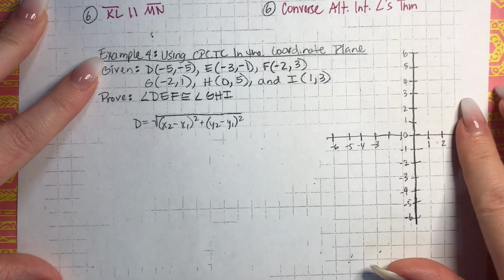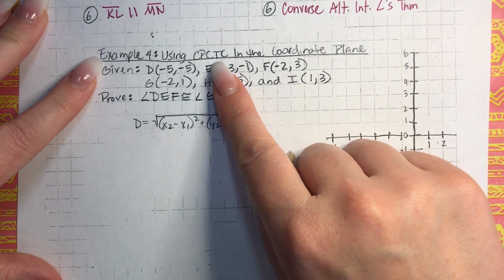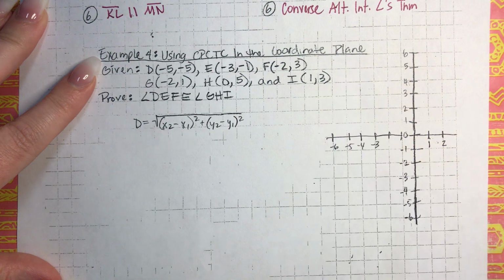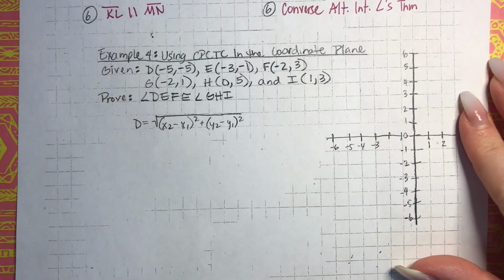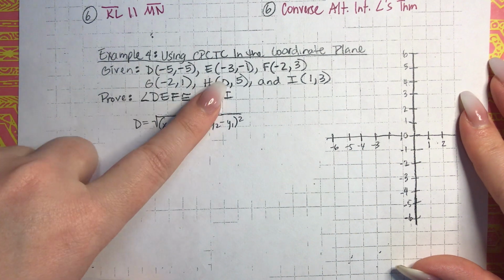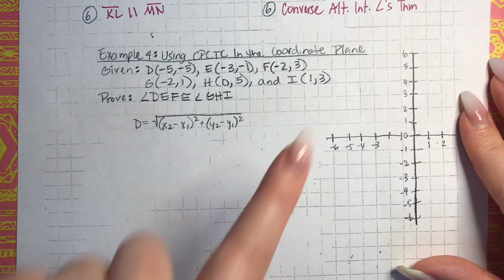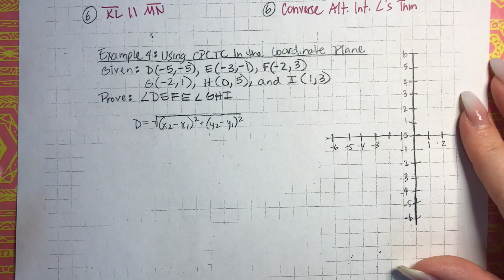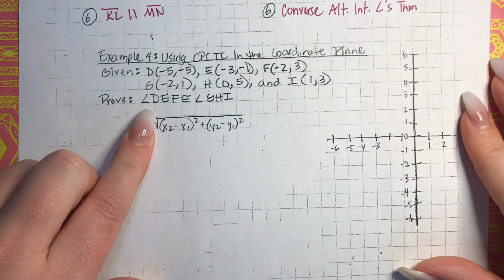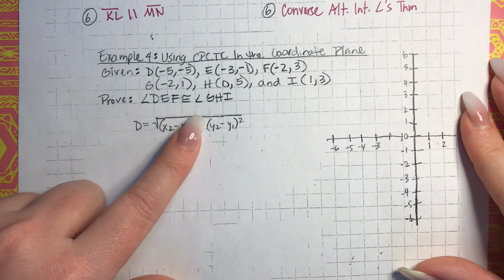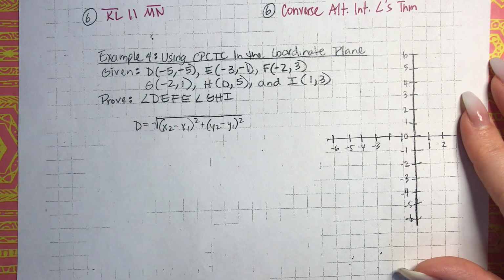All right, we're back for example 4. So we're going to be using CPCTC in the coordinate plane. This is a coordinate plane, right? What we're given is just 3 points, D, E, F, and G, H, I. These represent a triangle and these represent a triangle, and we need to prove that these two angles, DEF, is congruent to GHI, okay?